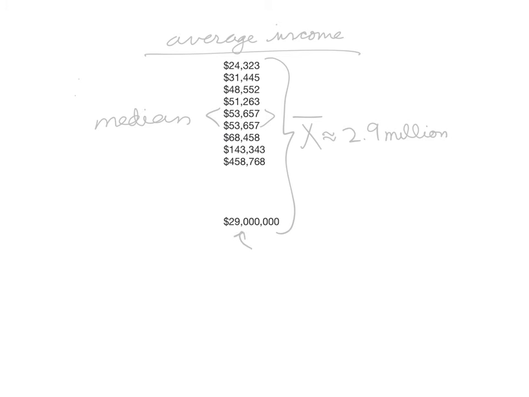In situations with skew, the median rather than the mean is reported. Remember, the median is not sensitive to outliers. No matter how much more money Leo makes, the median will give a more accurate representation than the mean.